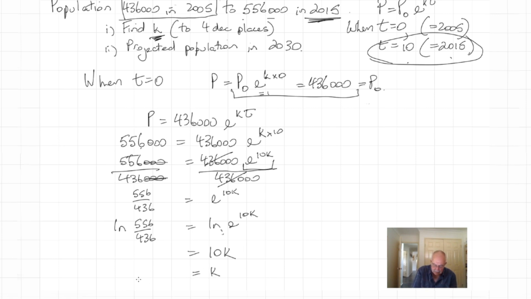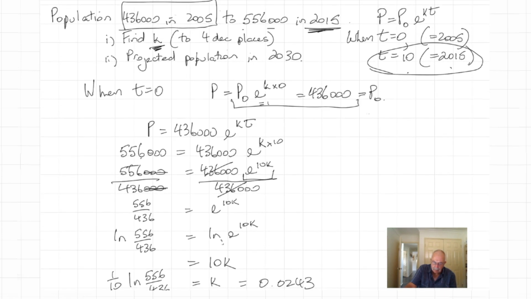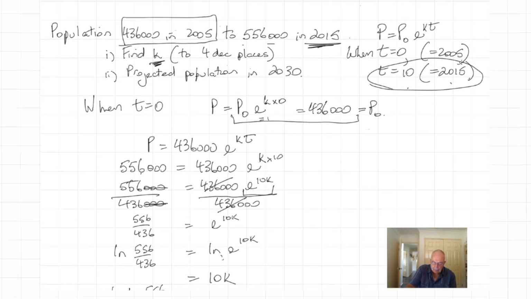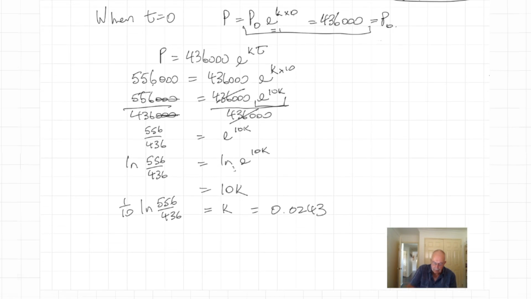So k is equal to, divide both sides by 10, 1 on 10, ln 556 over 436, and you get 0.0243 when you work that out. So that's going to be our value of k. We were expecting a positive value of k because we have a growth factor going. The population is growing, it is getting bigger. So we've got k is equal to that.